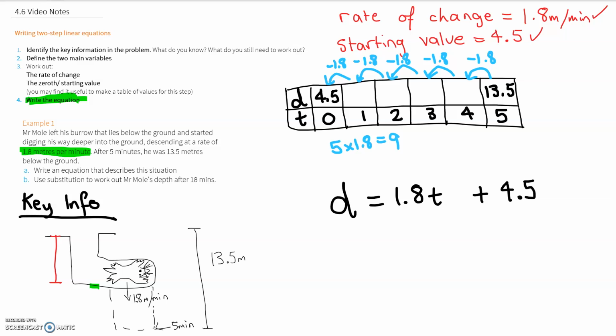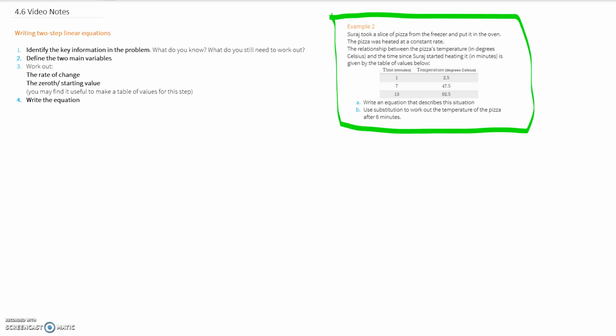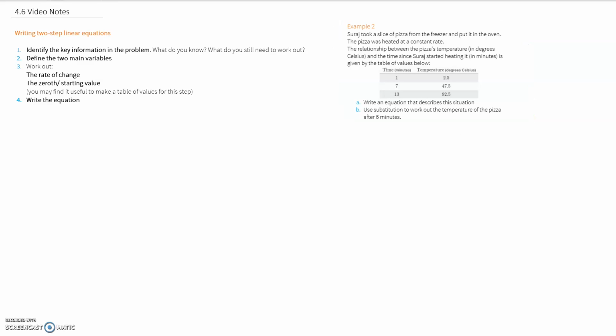But we're going to move on to our second example. Alright, so we've got our second example up here. And we're going to follow a similar process to write an equation for this one. So it says Siraj took a slice of pizza from the freezer and put it in the oven. The pizza was heated at a constant rate.